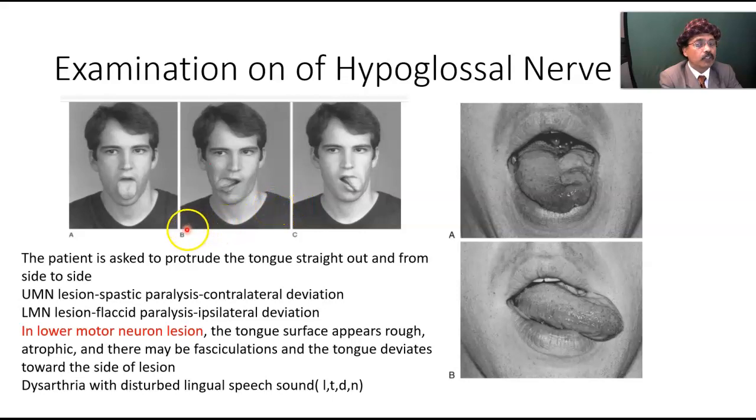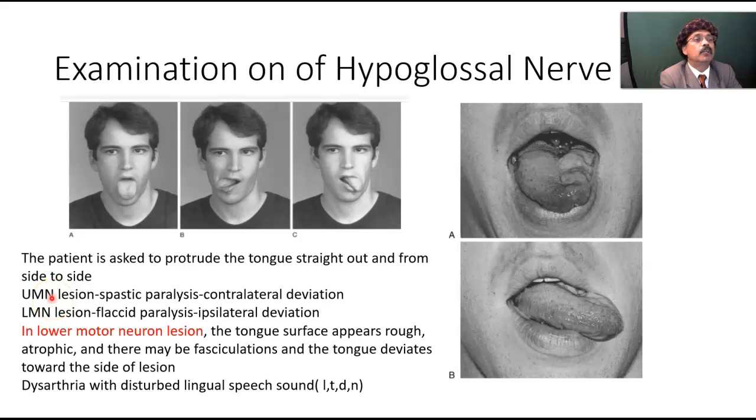We have two types of lesion: upper motor neuron lesion, from the cerebral cortex to the hypoglossal nuclei. If there is a lesion there, there will be spastic paralysis. The muscle will be like spasm, and there will be contralateral deviation. Although most of the muscles have bilateral connection, the bulk of the muscle is the genioglossus. That is the most important, the bulk of the muscle. So there will be contralateral deviation in upper motor neuron lesion.